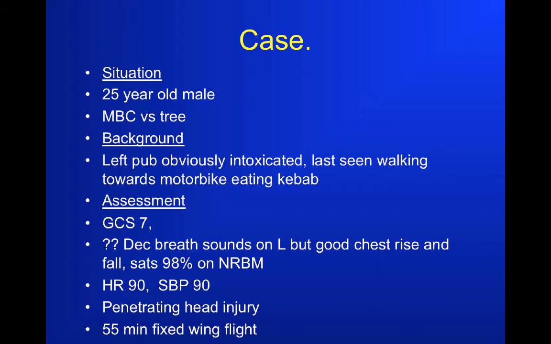We've got a 25-year-old male who's been riding a motorbike and has crashed into a tree. It won't surprise many to know that he left the pub a little bit early in the evening, quite obviously intoxicated, and he was last seen walking towards the motorbike eating a kebab. On your arrival, you assess him to have a GCS of 7. You think he's probably got decreased breath sounds on the left, but does have good chest rise and fall, and his saturations are currently 98% on a non-rebreather mask. His heart rate is 90, and he's got a systolic blood pressure of 90.